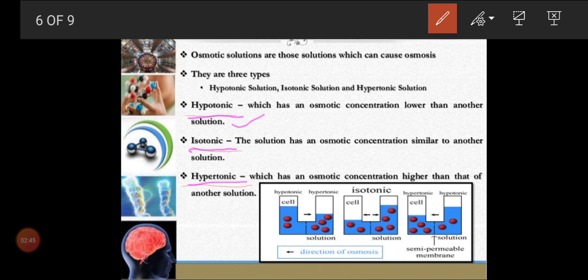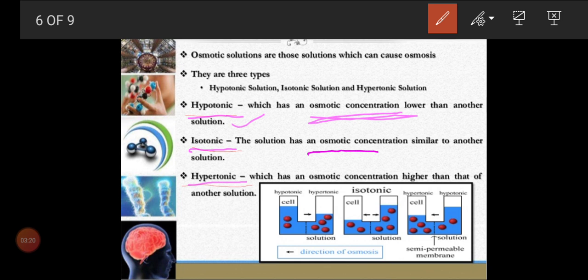A hypotonic solution has an osmotic concentration lower than another solution. Here we always compare two solutions. Why? Osmosis happens only between two things, two neighboring cells or two areas. So remember, we always compare. Here the hypotonic solution has an osmotic concentration lower than that of the other solution. Clear?